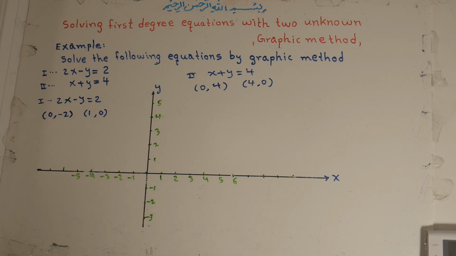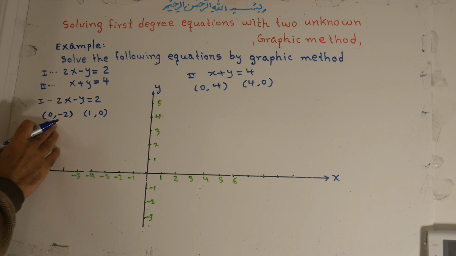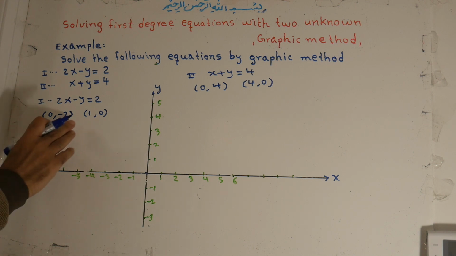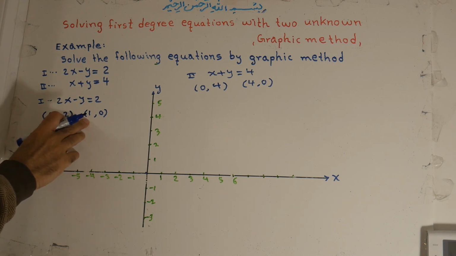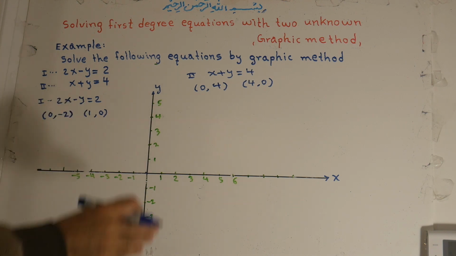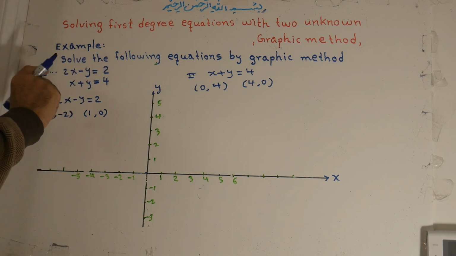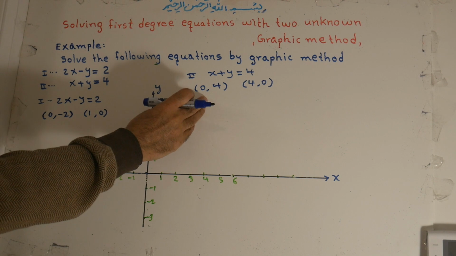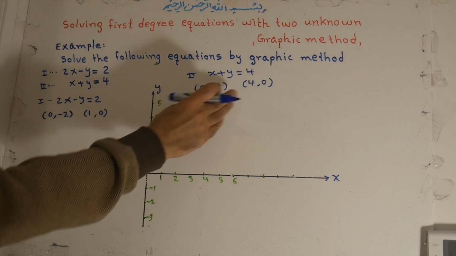It means that for the first equation, when x is equal to 0, this is the y-intercept, at the point negative 2. And if y is equal to 0, this is the x-intercept, at the value of 1. And this is also called a linear equation. It means that the graph of each equation is a line. And for this one, x 0, y 4, and x 4, y 0.